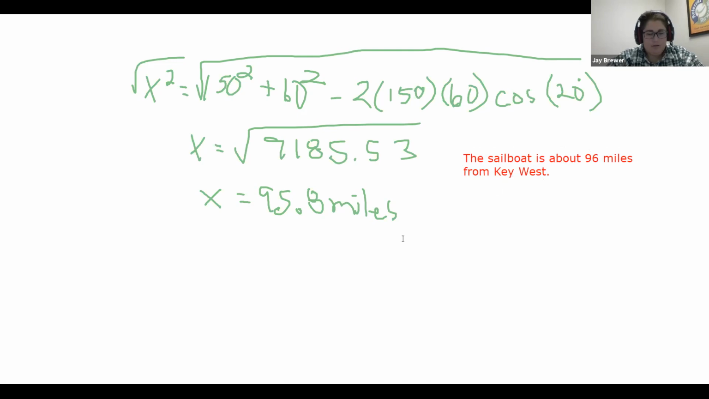Okay. So the next thing they want us to figure out is through what angle should the sailboat turn to correct its original course. So now that we know all three sides of the triangle, we can use law of cosines again to find angle A, which is opposite the side of the 150. So now we're going to find angle A.